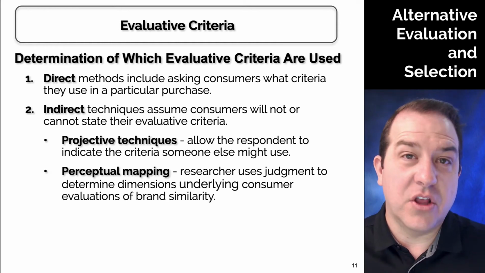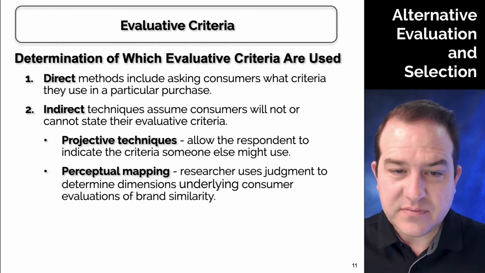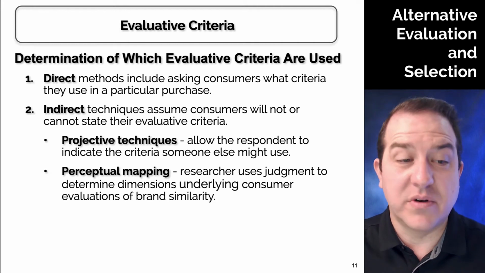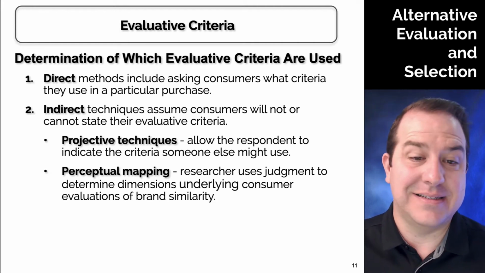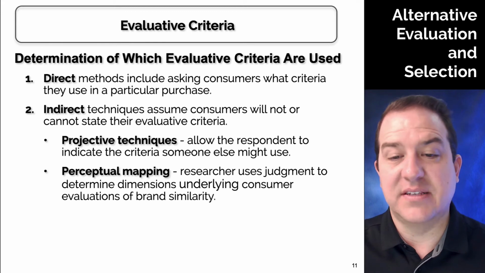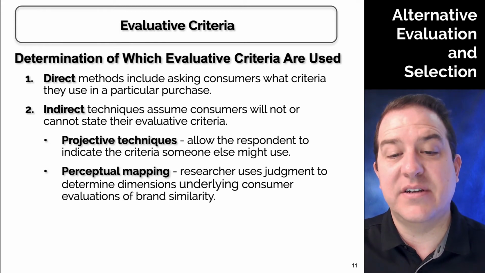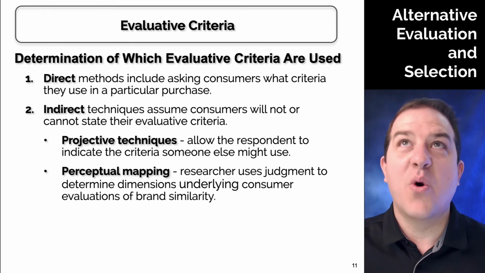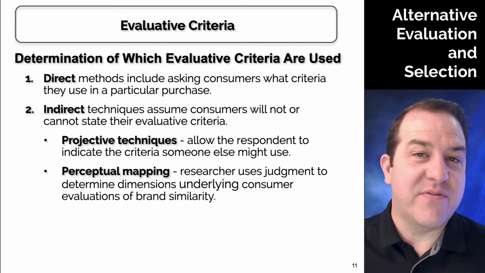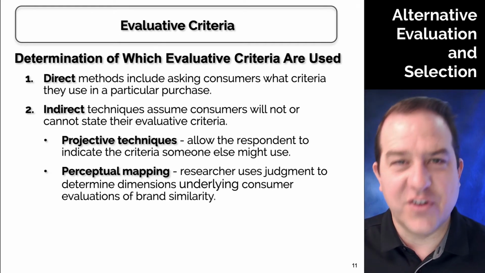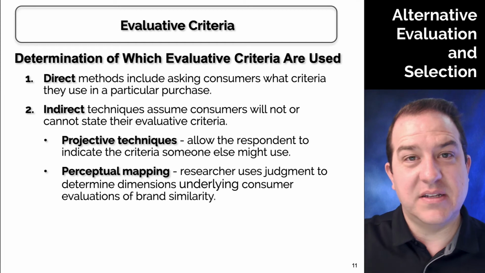And now we can look at indirect techniques also. So, things that consumers won't actually state or cannot state. Projective techniques allow the respondent to indicate the criteria someone else might use. So, what would be the thing your wife would most likely want out of a car? See, we've put that on someone else.